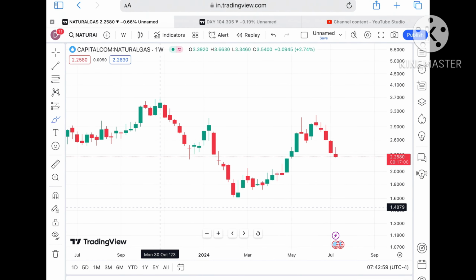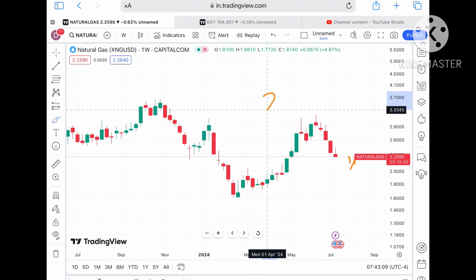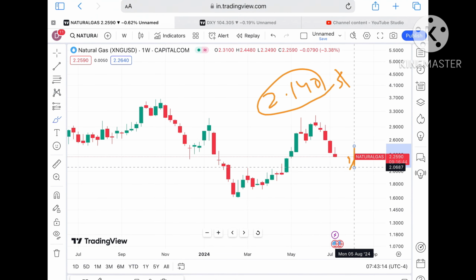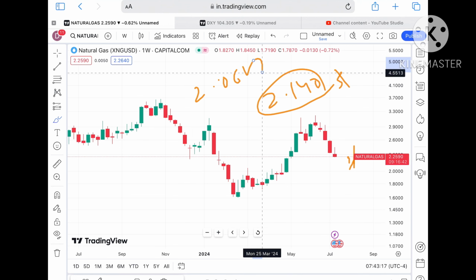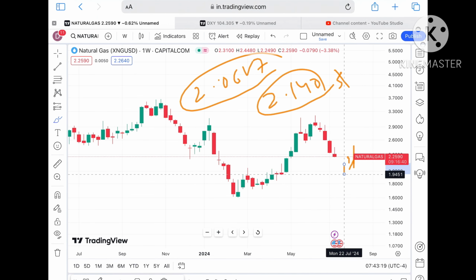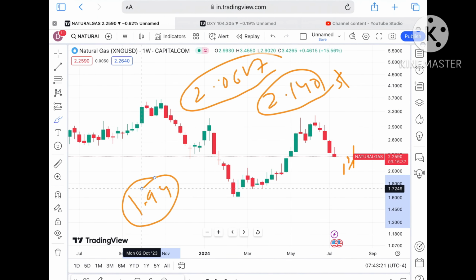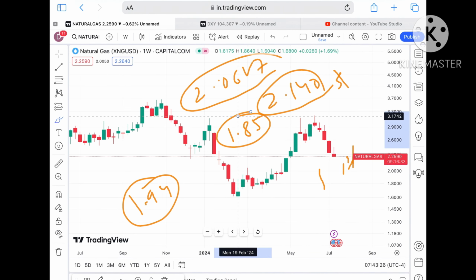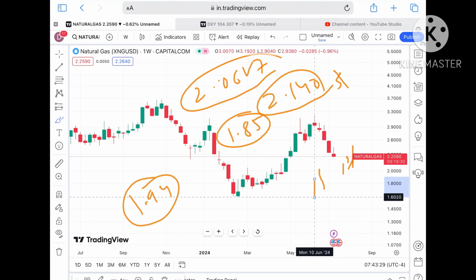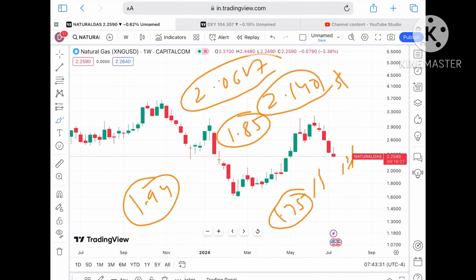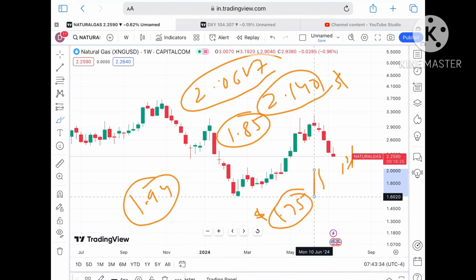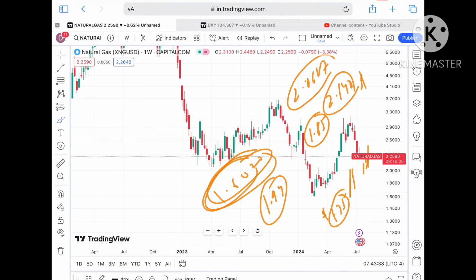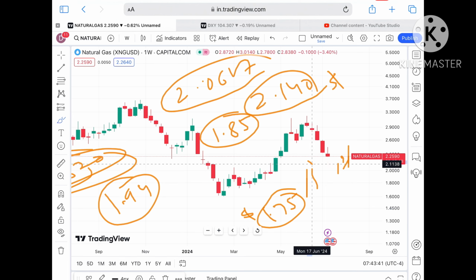Now coming back to natural gas: if the price doesn't sustain, it can come down towards its support at a level of $2.140. If that doesn't sustain, we can see a further fall towards 2.0687. If the price moves below that zone, there is a chance of touching 1.94, and if that doesn't sustain, a further fall towards $1.85. $1.85 is already being tested, so there are chances of going towards 1.75. If that doesn't sustain, we can see a further fall below a level of $1.602. This level is already a weak support, so chances of going further down.